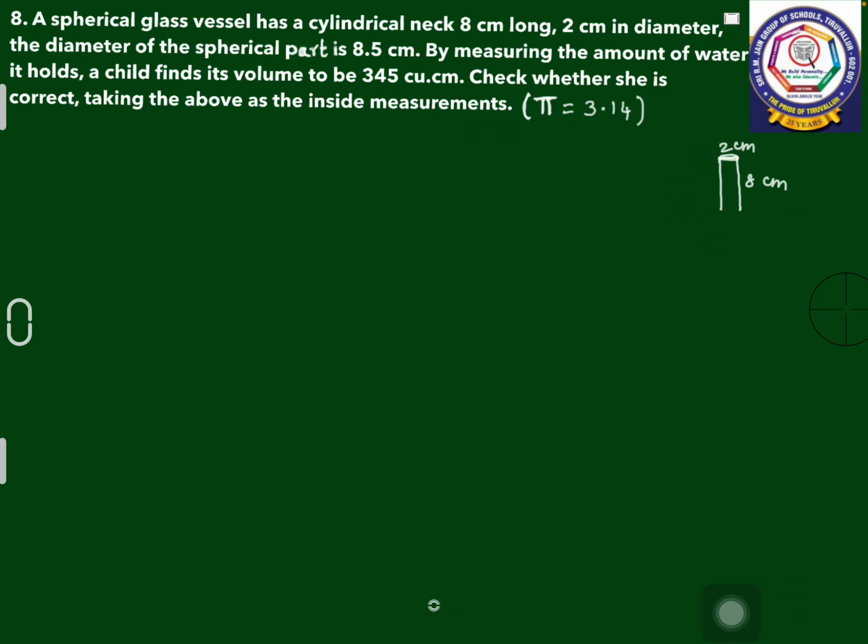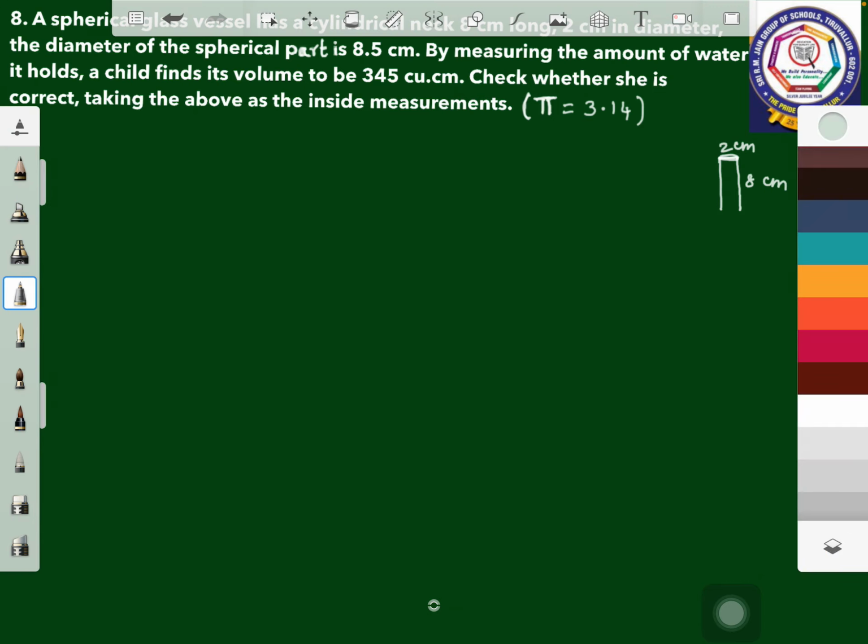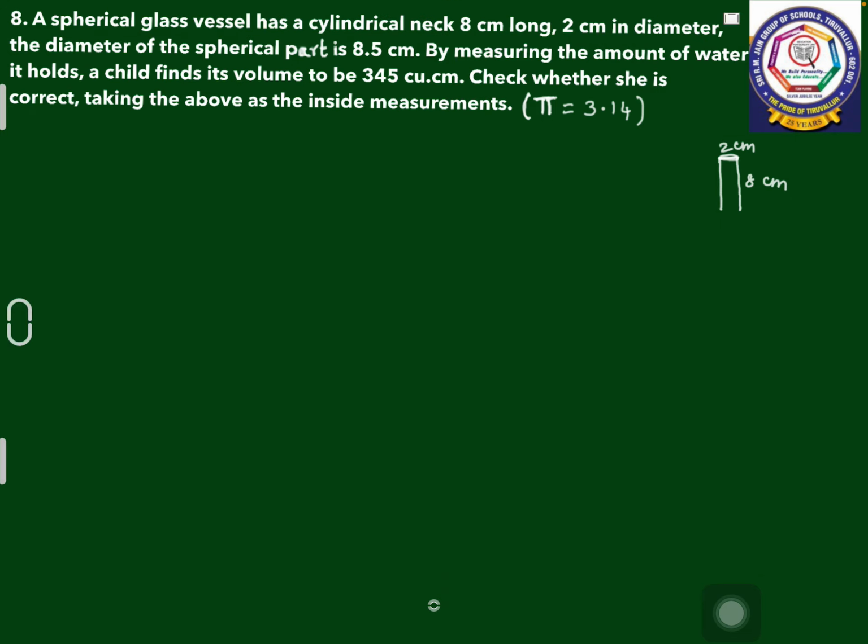So the spherical glass vessel has a cylindrical neck 8 cm long, 2 cm in diameter, and the diameter of the spherical part is given as 8.5 centimeters. So the vessel consists of a sphere at the bottom and a cylinder on the top. The diameter of the sphere is given, the length of the cylinder is given, and the diameter of the cylinder is also given.